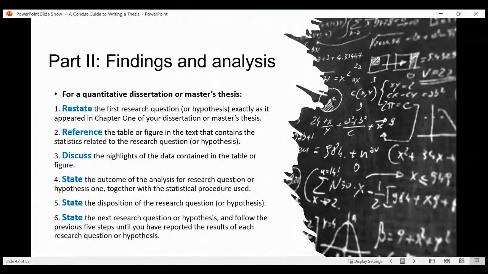So for a quantitative dissertation or thesis, these are 6 strategies or tips or techniques. List the first question or hypothesis, then reference the table or figure in the text that refers to research questions. Discuss the highlights of the data contained in the table. State the outcome of the analysis for research questions. State the disposition of research questions, and state the next research question, and follow the previous 5 steps to do the same steps for question number 2 and 3.